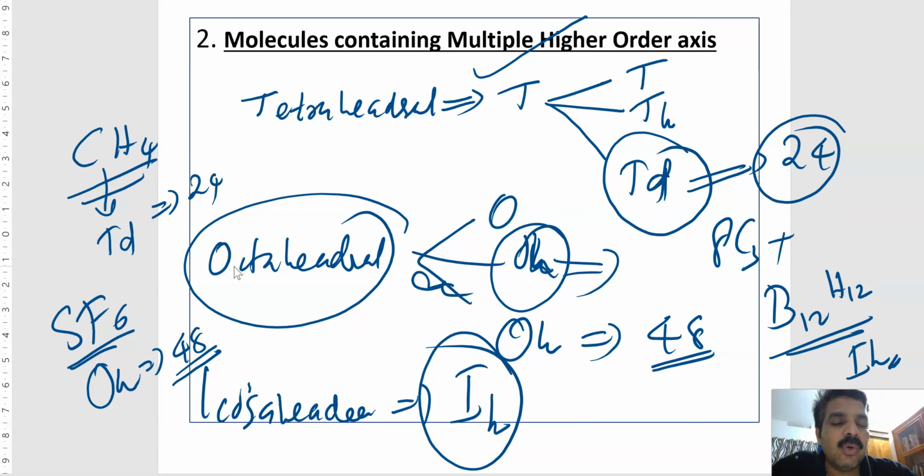Now we want to discuss how to determine the point group if an example is given in the examination. I think we can discuss that in the next video. In the next video we will discuss the procedure. There is a systematic procedure to determine the point group of a given molecule.